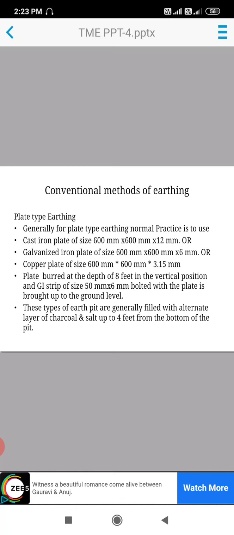and a GI strip of size 50 mm by 6 mm bolted with the plate is brought up to the ground level. This type of earth pit is generally filled with alternate layers of charcoal and salt up to 4 feet from the bottom of the pit. Why do we use charcoal and salt? In order to reduce the earth resistance. Because of that, we use them.